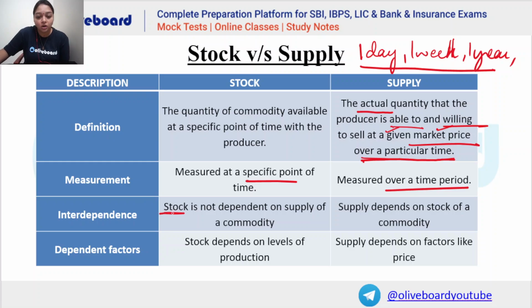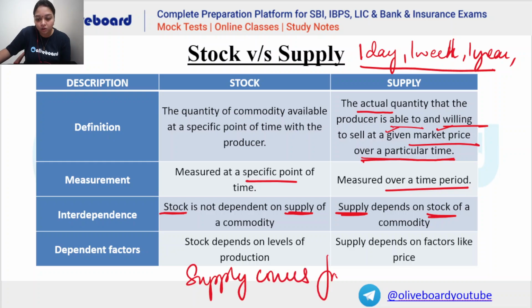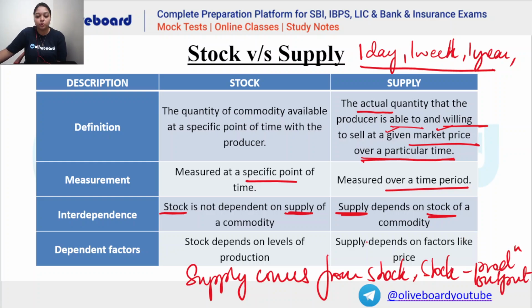Interdependence. Stock is not dependent on supply, but supply depends on stock, right? So maybe you can remember it like this. Supply comes from stock, whereas stock comes from the production or output, right? So supply comes from stock, stock comes from the output produced. So supply depends on stock, stock doesn't depend on supply. That is the meaning, okay?